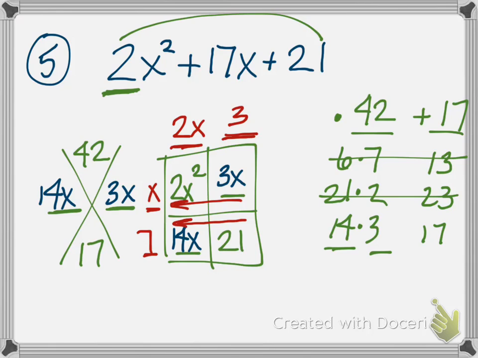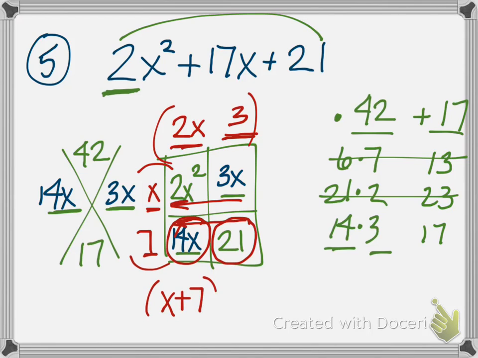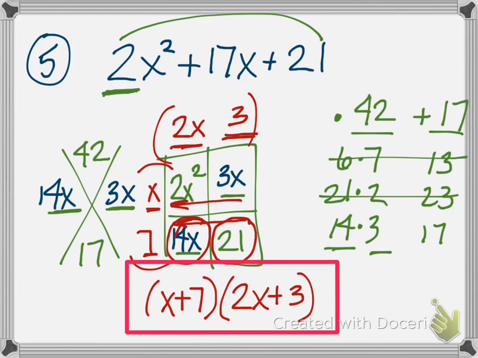I check. To check this box here, 2x times 7 is 14x, and to check this box, 7 times 3 is 21. So my factored form, remember I take right from the outside, x plus 7, 2x plus 3. So I have x plus 7 and 2x plus 3. And there is the factored form for number 5.